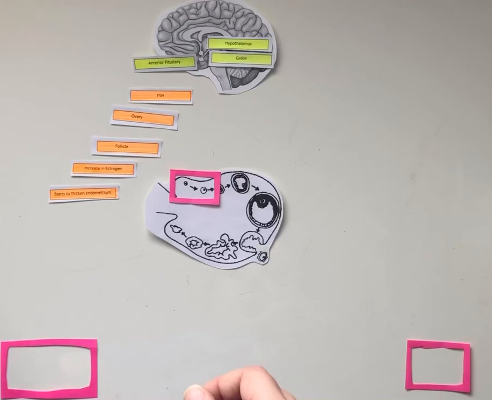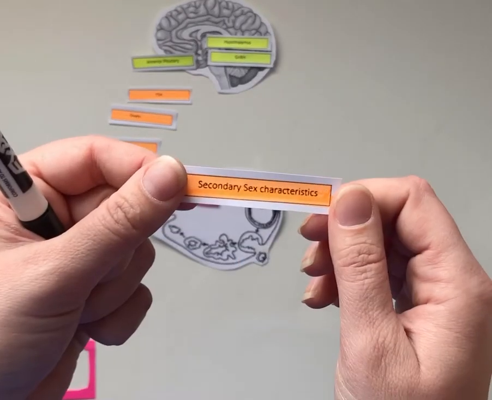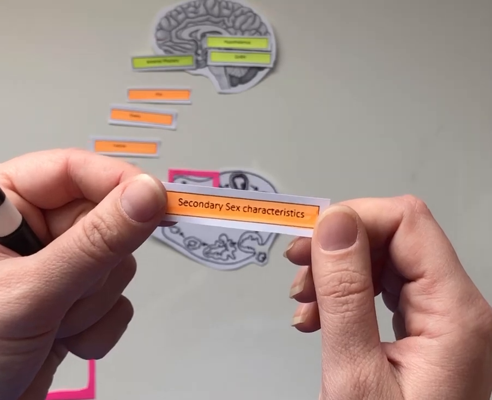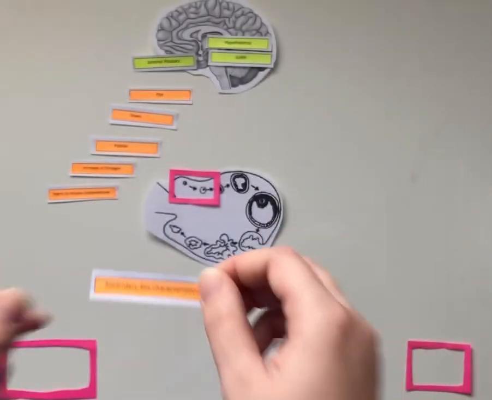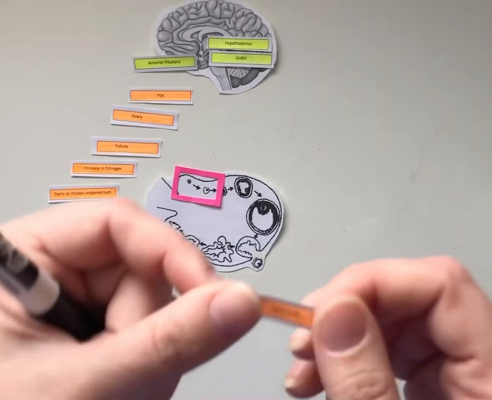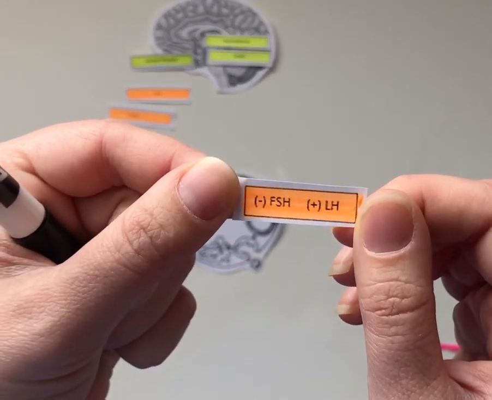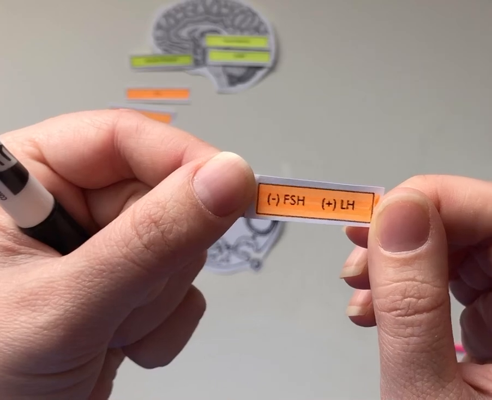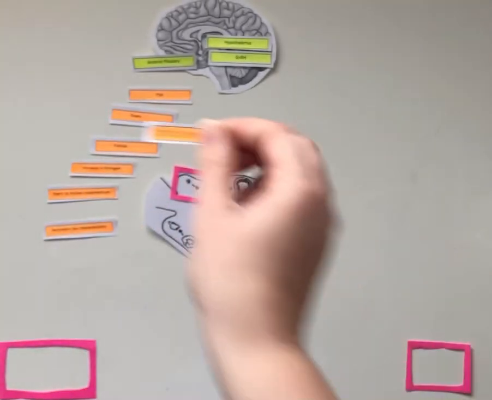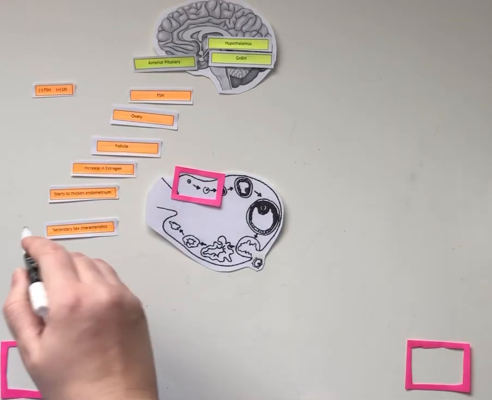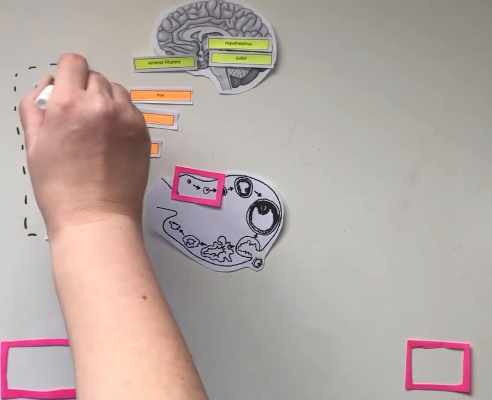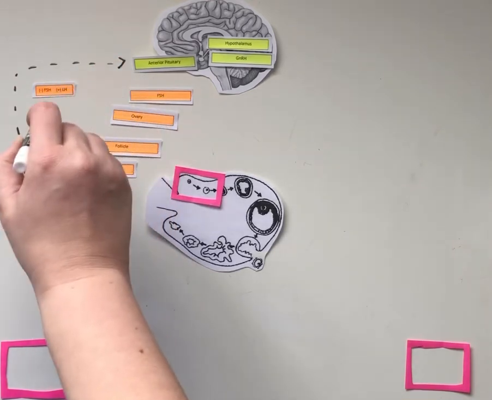It also helps with secondary sex characteristics, which are basically things that allow females to look female. And this last thing that it does is a positive and a negative feedback. So it's going to turn off FSH and it's going to turn on the next hormone, which is LH. So it's going to be a negative feedback and a positive feedback going back to the anterior pituitary.